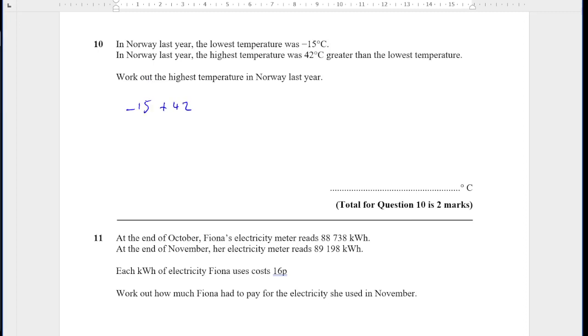Now, to make that easier for myself, I'm going to swap those the other way around. So reorder them to 42 minus 15, and then that becomes much easier to do. So 2 take away 5 we can't do, so we take 1 from this column, or borrow 1, or exchange is probably the better phrasing. 12 take away 5 is going to be 7, and then 3 take away 1 would be 2. So we're looking at 27 as our difference in temperature.